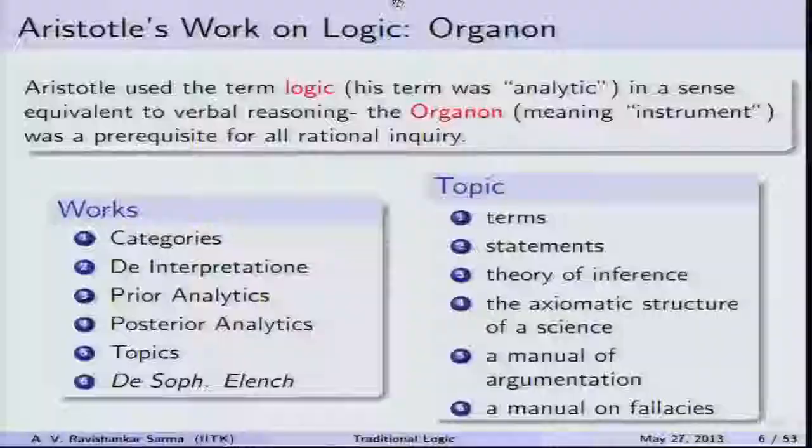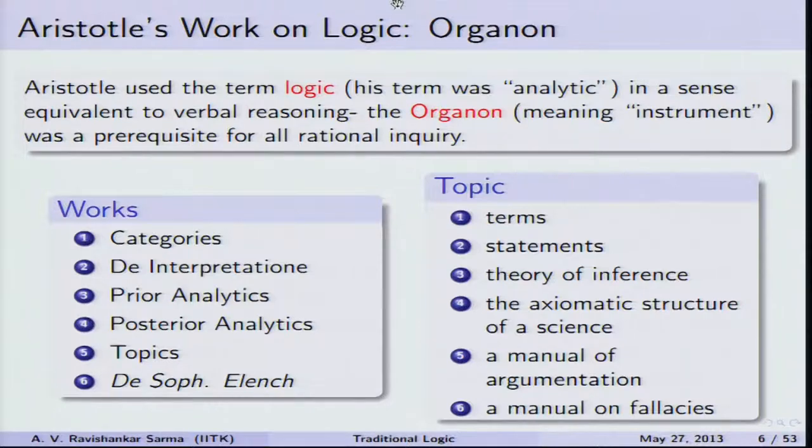Aristotle's contribution is enormous in a variety of branches. He contributed in physics, in metaphysics, and so on, but as far as logic is concerned, his works can be combined together and called by a different name, Organon. Organon is a kind of instrument. Aristotle used the word logic in the analytic sense, equivalent to verbal reasoning, and he calls it Organon, an instrument which is considered a prerequisite for all kinds of rational enquiry.